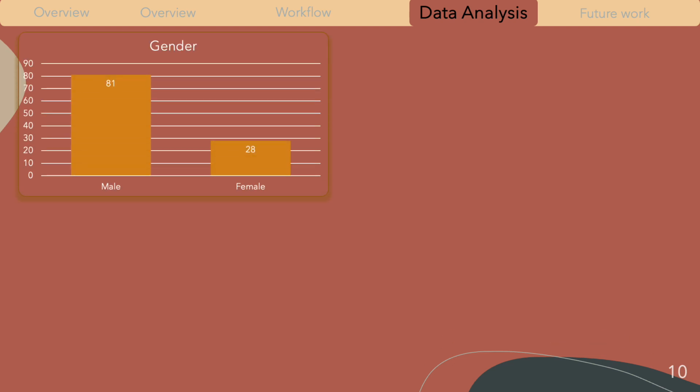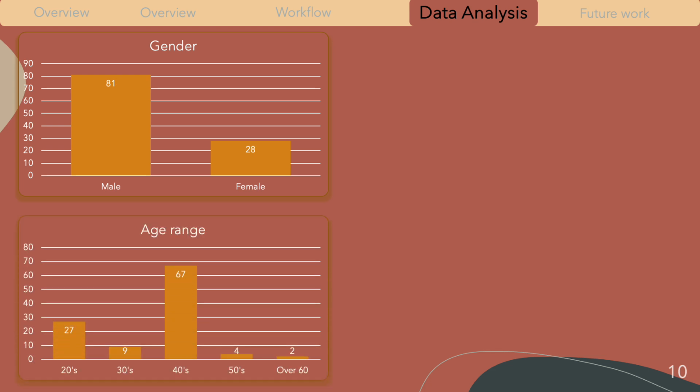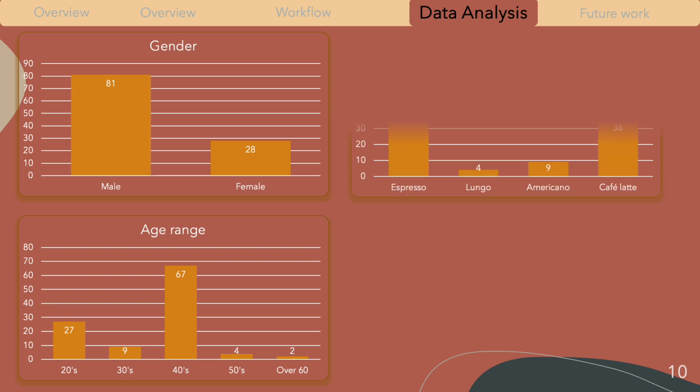For the first analysis, we started with the subjective data from the customers. So as we can see here, here are some insights on our data. We collected 81 responses from male and 28 responses from female. And 27 responses are from the age range of 20 years old, 39 responses from 30 years old, 4 for 50, and 2 for over 60 years old.